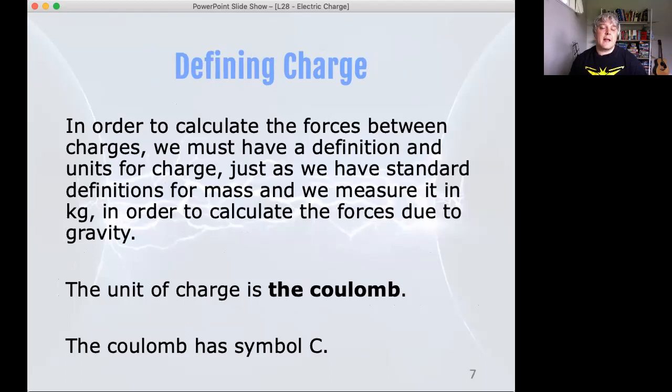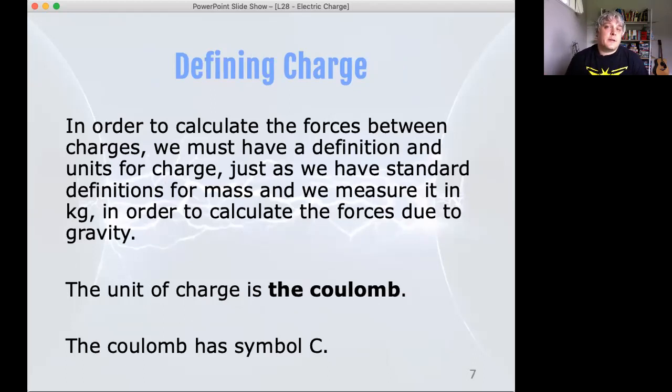In order to calculate the forces between charges, we need some way to define charge, in the same way that we can calculate gravitational forces because we have a way to define mass. We define mass, and then based on the masses of two different objects, we know how much force of attraction there's going to be due to the universal law of gravitation. We need the same analogous idea for charge. We need some way to define charge, and then we can come up with a formula that will tell us the force between two charges based on their charge.